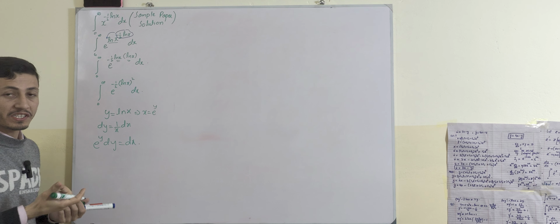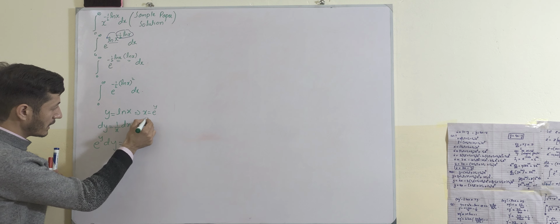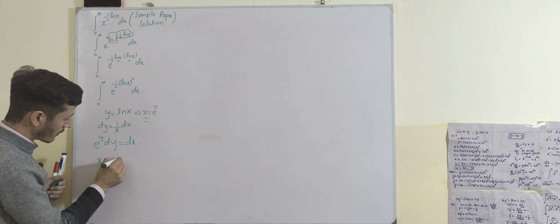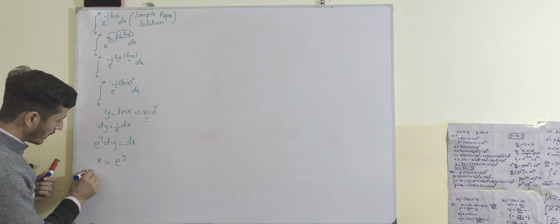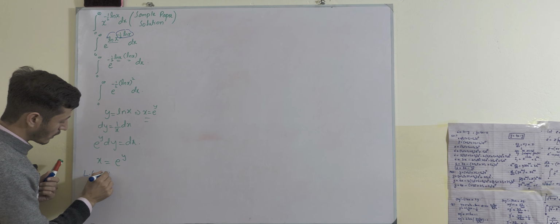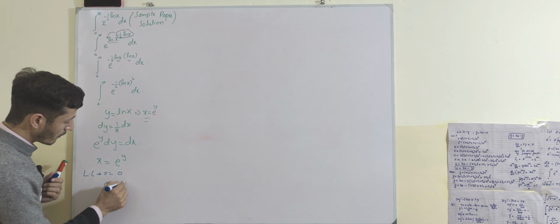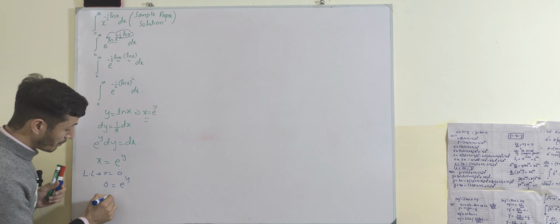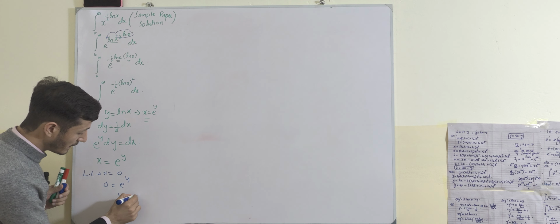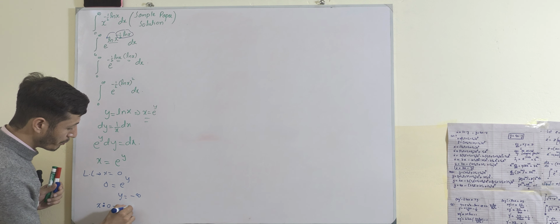So the limits also may change. So let's check whether the limits change or not. From here, x is equal to e power y. The lower limit here is x is equal to 0. So placing x is equal to 0, it becomes e power y. Then for what value of y does it give us 0? For y is equal to minus infinity, it gives us 0. So the lower limit 0 transforms to minus infinity.